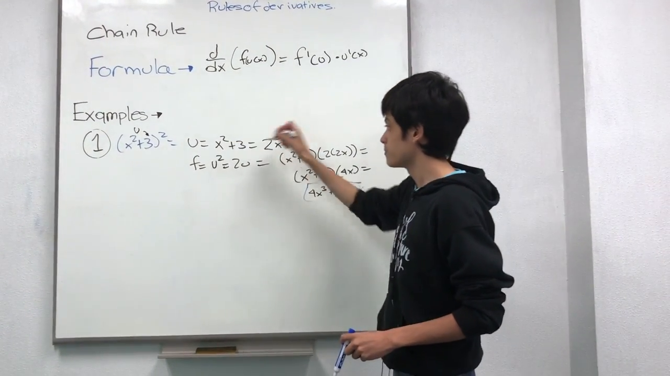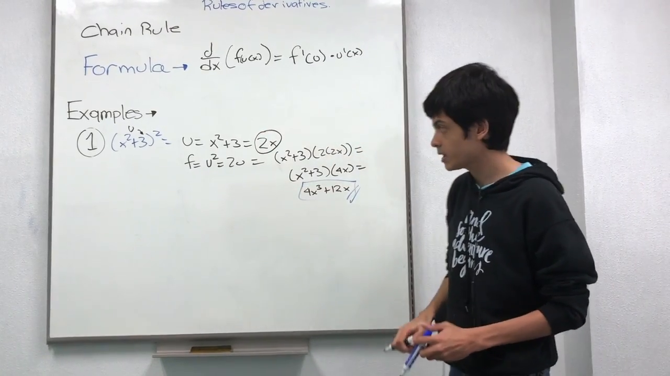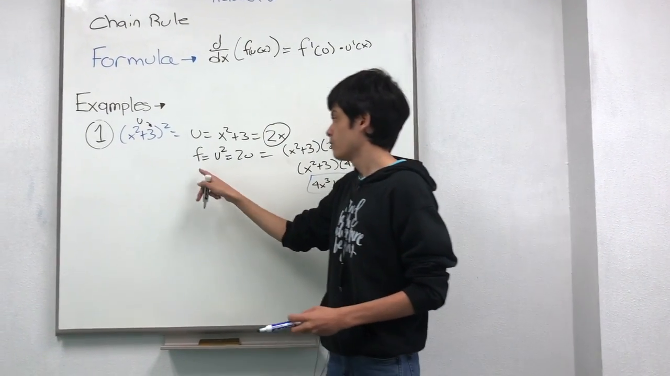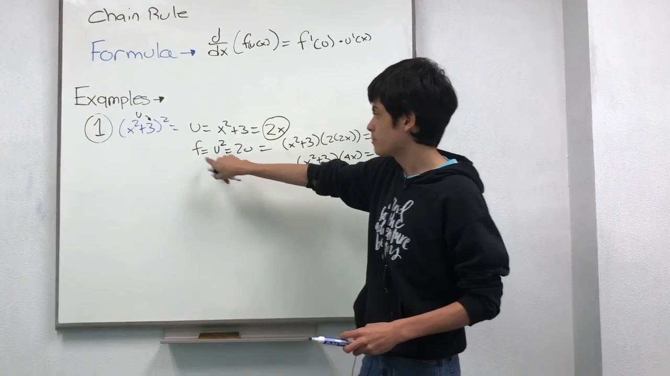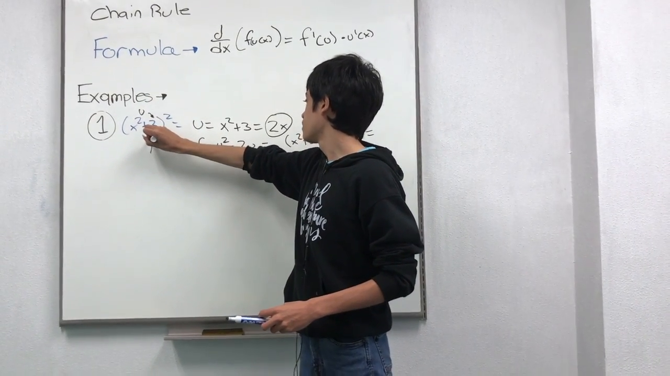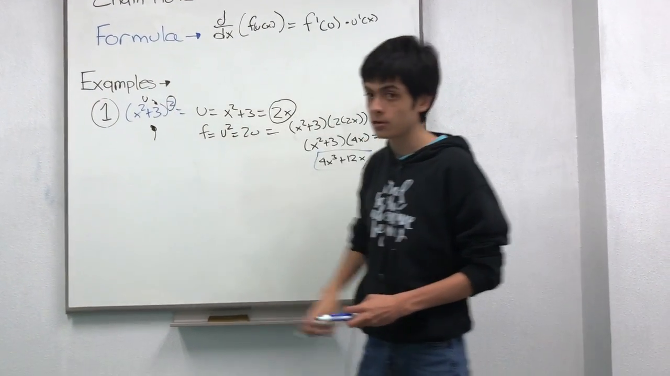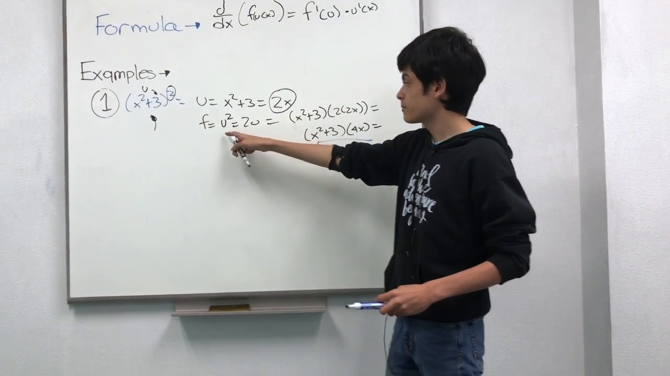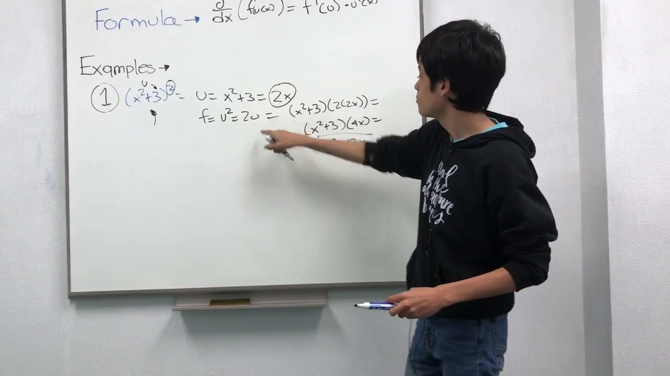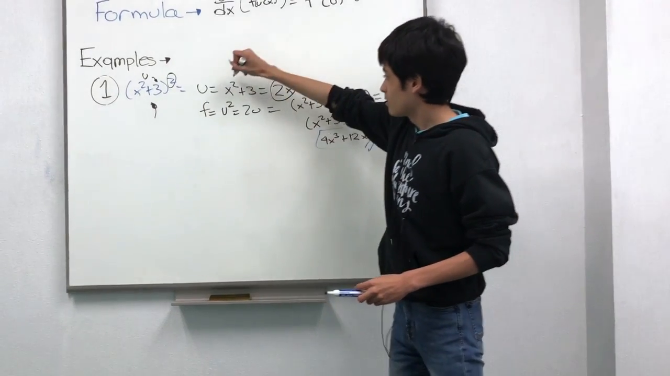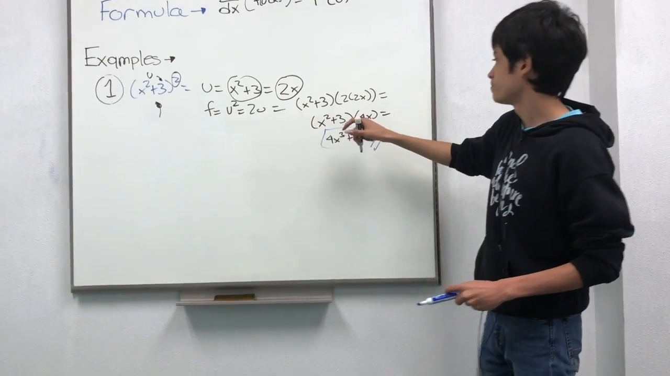We get that derivative, which is 2x. Then we get f, which would mean u to the square. We get the derivative of u to the square, which is 2u, and multiply this.